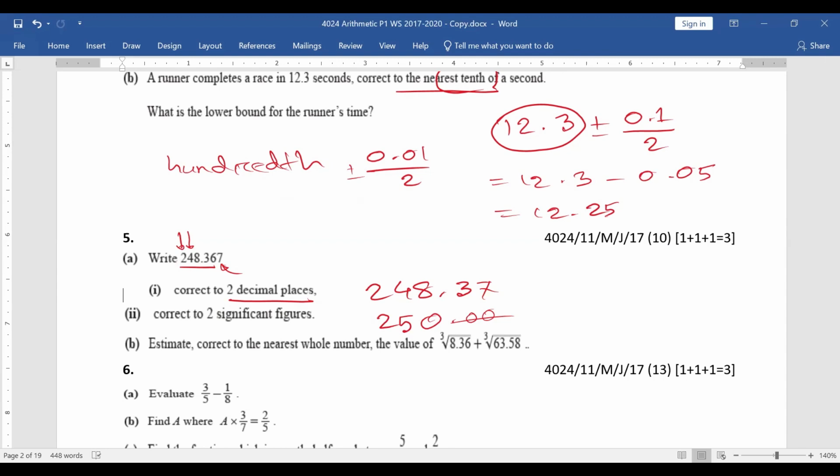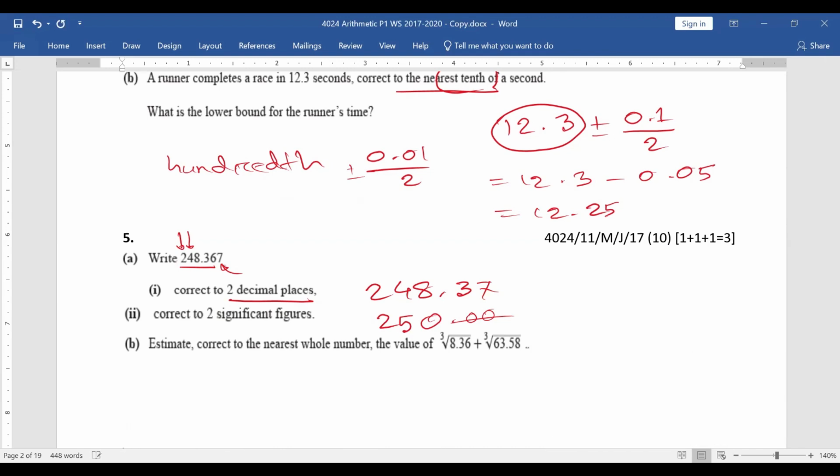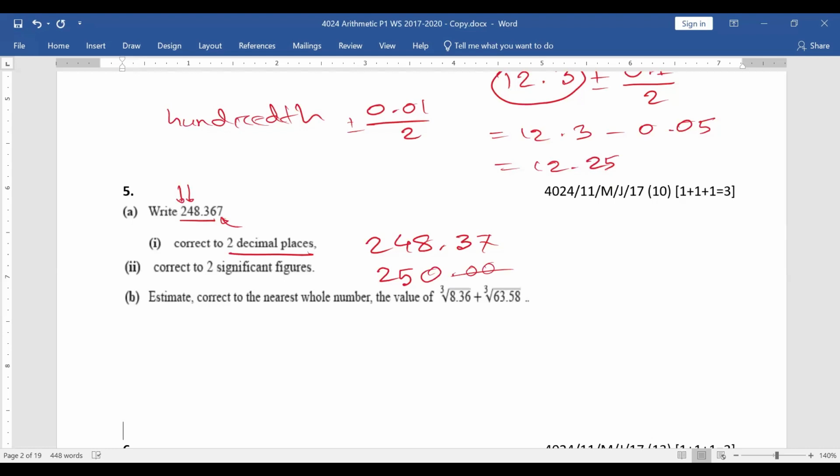Okay, last question for today's short video. This is not a short video. Estimate, correct to the nearest whole number, the value of root of 8.43. Interesting, very easy, but initially maybe you got puzzled. Just consider the nearest whole number. What's the nearest whole number of 8.36? The nearest whole number of 8.36 is 8, right?